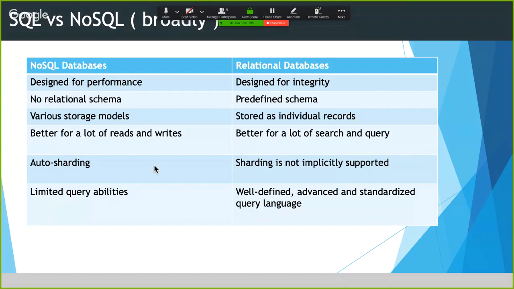So you have limited query ability with NoSQL. Of course, you have to know JSON query and all this. And in SQL, you have a very well-defined, mature query system.